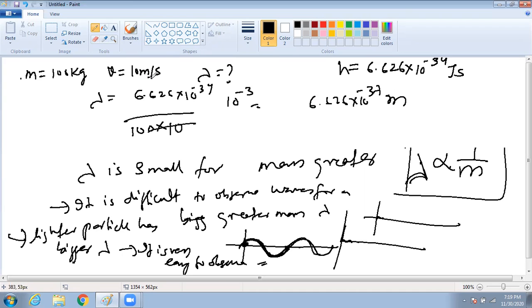So if it is kilometer per hour, convert it to meter per second. Do you know the conversion? 10 meter per second, if you want to convert into kilometer per hour, multiply by 18 by 5. So 36 kilometer per hour.